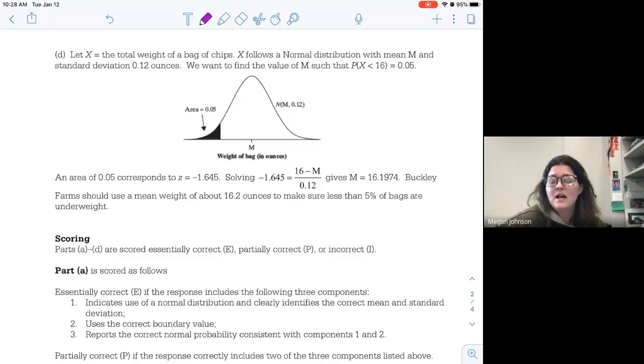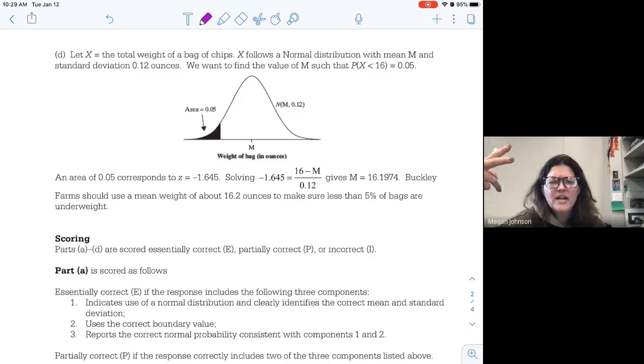This is a mind-blowing question because you have to work backwards. This is an inverse norm question. So a couple of things: you know it's a normal distribution. Draw your normal curve. Drawing out the picture helps so much, you guys. So draw your normal curve.